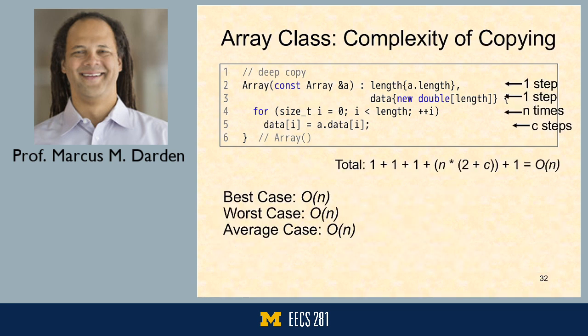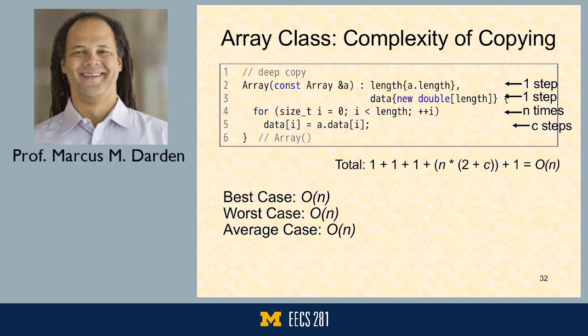In terms of complexity, this is pretty straightforward. You can see that the only thing that matters inside this function in lines 4 and 5 is the loop, right? And that loop is an n-based loop. It's n where n is equal to length. I can see the things in the initialization list, setting length equal to a length, that's an assignment, one step. Allocating a chunk of memory, that's one step as well. So I've got this n-based loop with a constant amount of work inside of it.